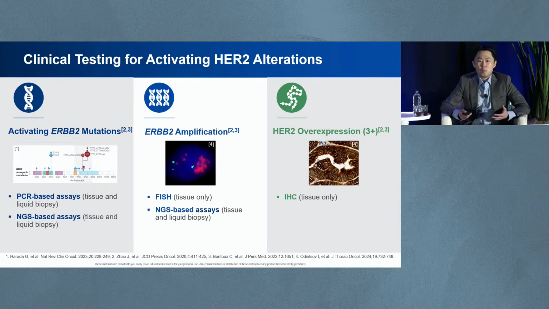And so now we talked about why we need to be testing our patients. Now let's talk about different assays that we can use to actually implement testing in the clinic. And so today we're going to focus on mutations and overexpression because those are the ones with FDA approvals.